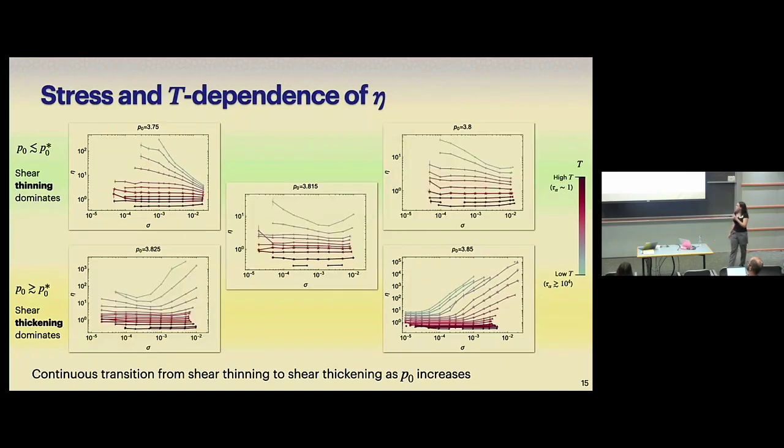So in between, what we see is that as we vary P0, we gradually see this continuous transition from this shear thinning behavior into this shear thickening regime. And this transition seems to occur right around this critical value of P0 of around 3.81.